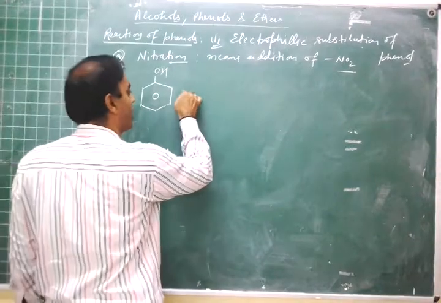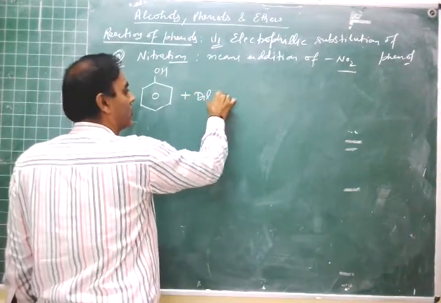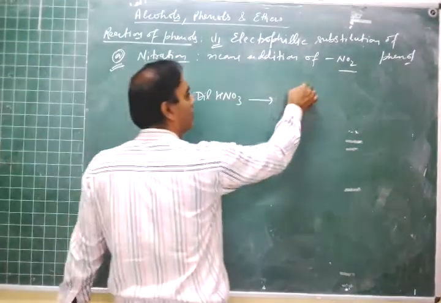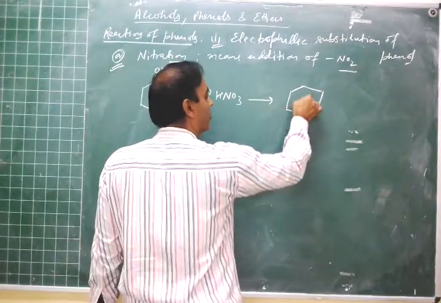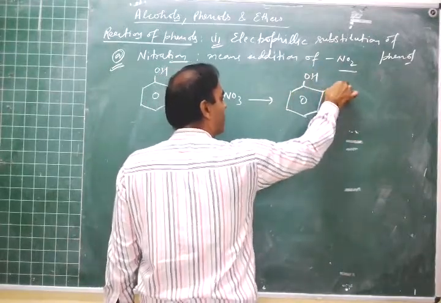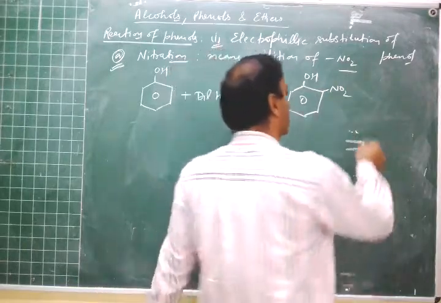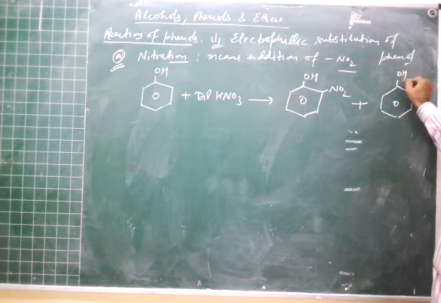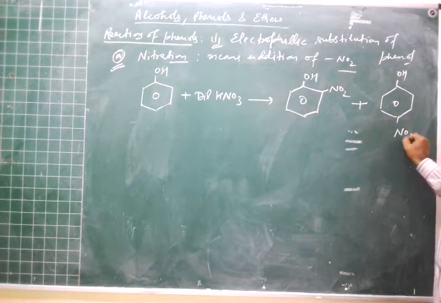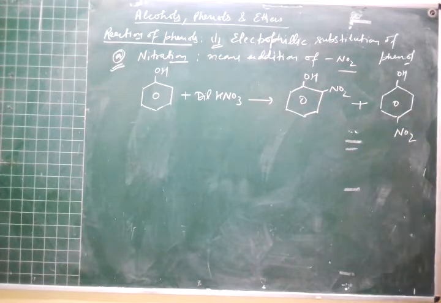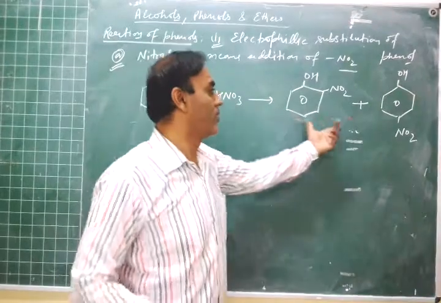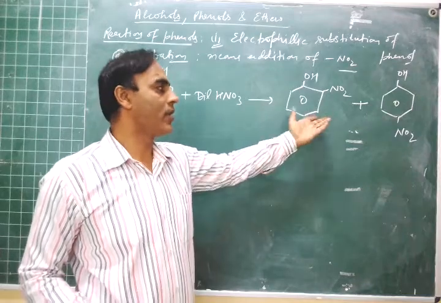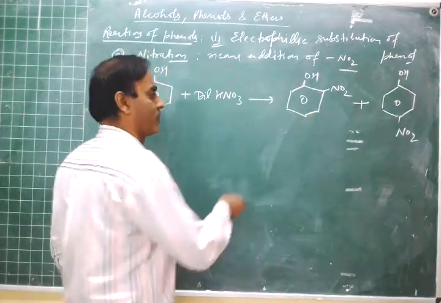And when we use dilute nitric acid, then ortho and para products are formed. So here will be OH and here will be NO2. This is ortho product and other is para product. This is orthonitrophenol and this is paranitrophenol. Now, these two products have a lot of difference in their boiling point, so they can be easily separated by steam distillation.